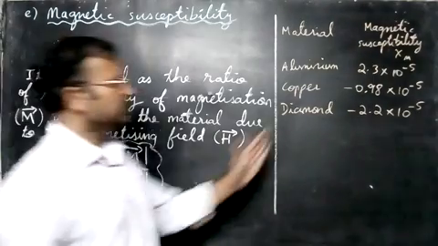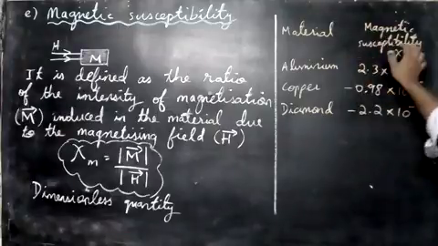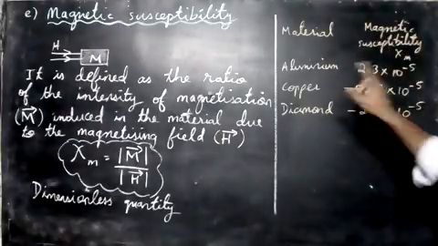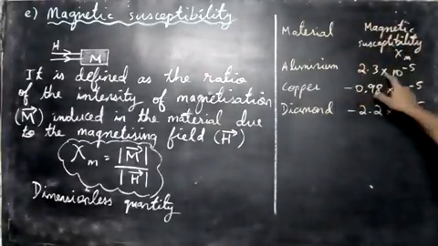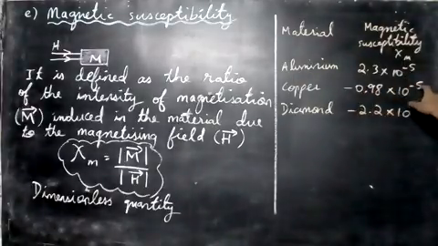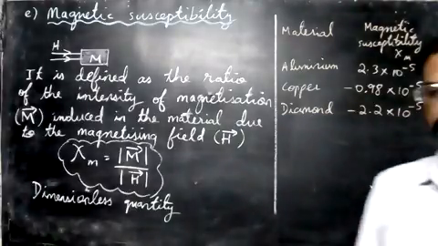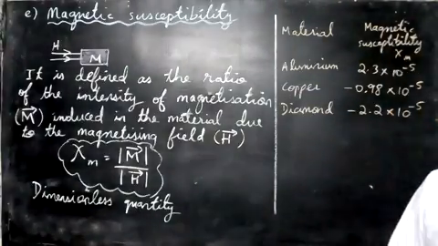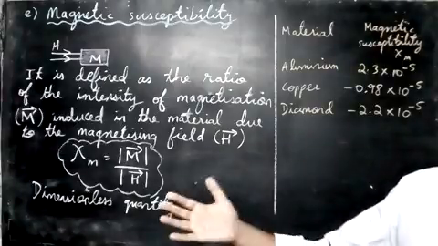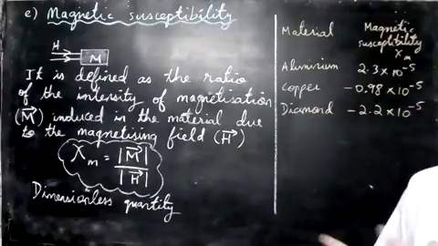It shows how each metal responds to the magnetic field. These numbers are not for the exam, you need not note them down, I'm just saying them for understanding. Magnetic susceptibility of some materials: aluminium 2.3 into 10 power minus 5, copper minus 0.9 into 10 power minus 5, diamond minus 2.2 into 10 power minus 5. Some may be attracted, some may be repelled. For example, an iron rod will be attracted by the magnetic field, whereas copper and aluminium will be repelled.